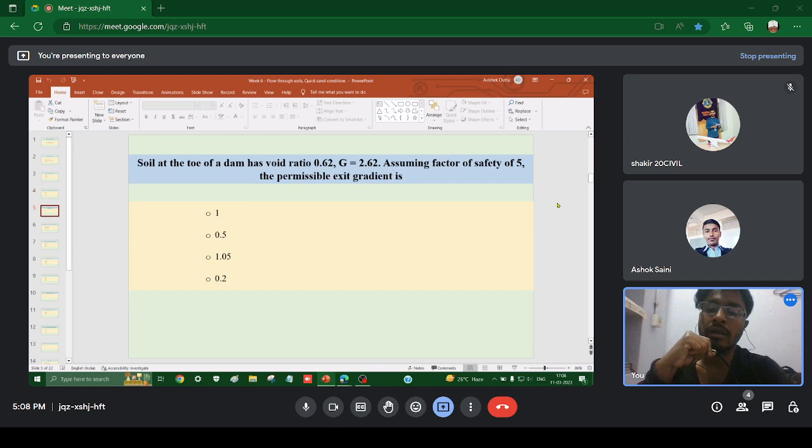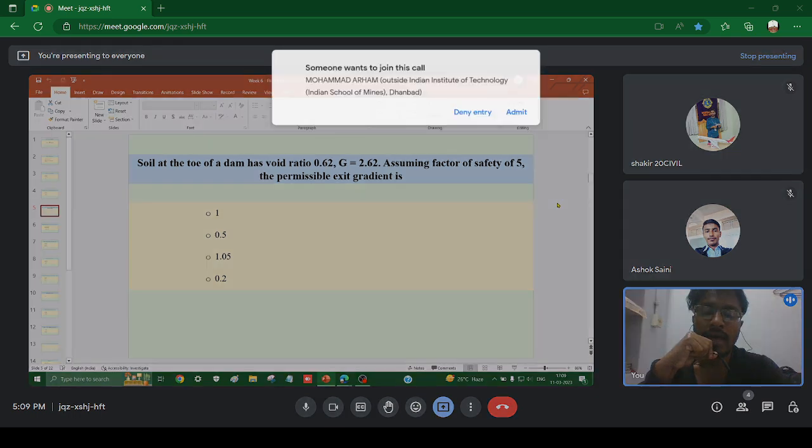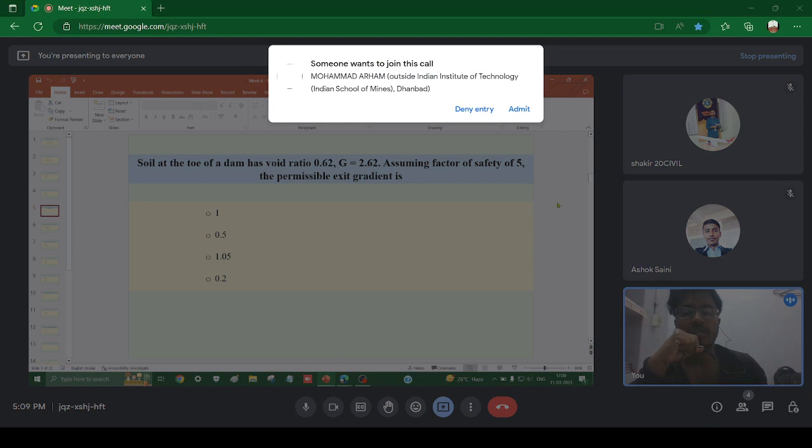This is a numerical. Soil at the toe of a dam has void ratio 0.62, specific gravity G equal to 2.62. Assuming factor of safety of 5, the permissible exit gradient is. Soil at the toe of a dam has void ratio 0.62.